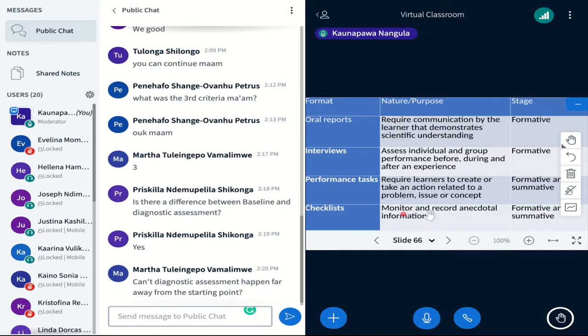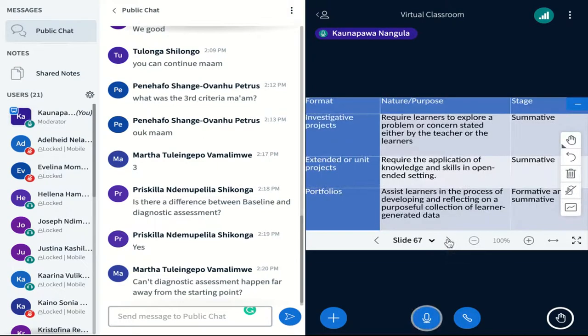And then checklist, to monitor and record anecdotal information. Right, so that's what we have. Checklist, anecdotal. So this is based on personal account rather than facts or research. Okay, and this could be regarded as both at the formative and summative stage. Okay, and then moving on, I'm just looking at the time and I'm freaking out a little bit.